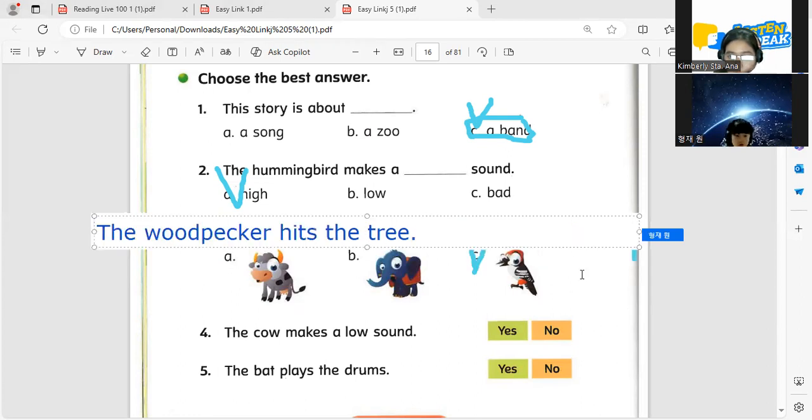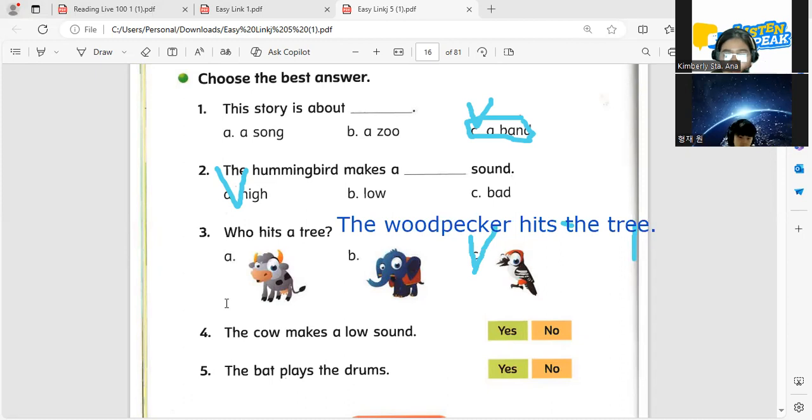Can you help me? For number four, is that a yes or a no? They can make a low sound. Yes. The cow can make a low sound? The answer is yes. Can you check that?